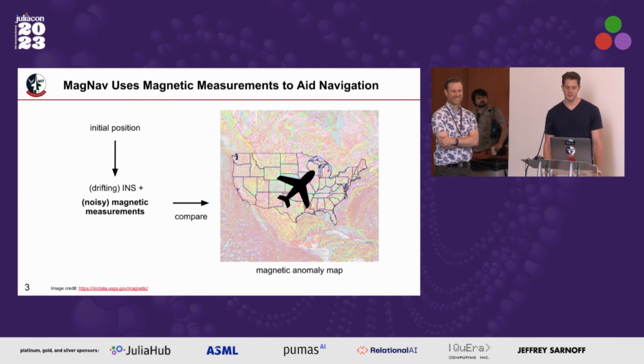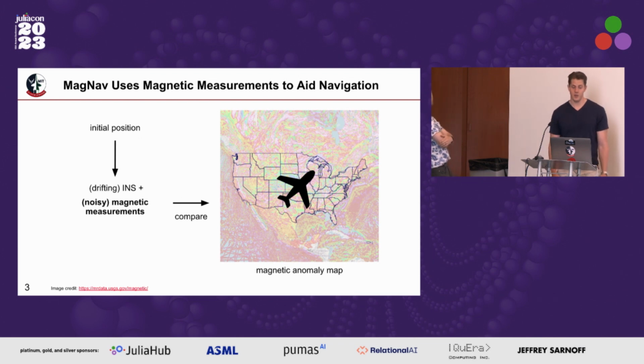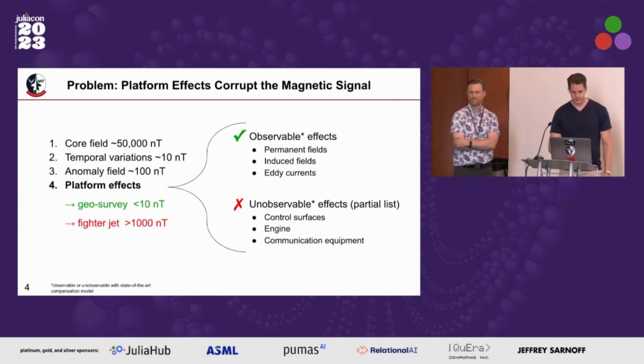But that INS drifts over time, and so we can correct the INS using magnetic measurements, and you basically compare some measurements from the aircraft to some known magnetic anomaly map, and we're going to dive in a little bit more into these maps in the following slides, so don't worry about what that is right now.